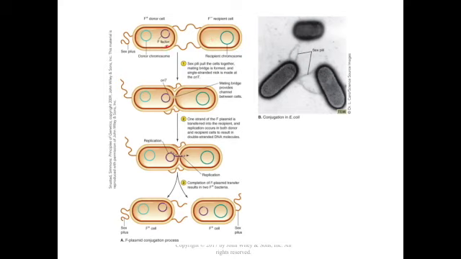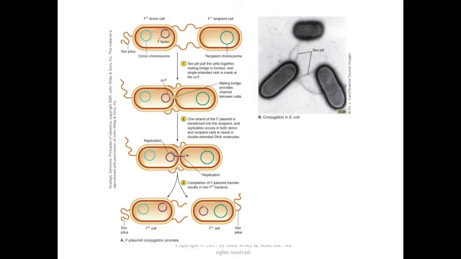Our donor cell makes these sex pili, reaches out and touches the recipient cell. And then those pull the cells together. Now that our cells here are in close proximity, our mating bridge is formed. So there's a little gap here between our cells where they're connected to each other. And our plasmid, which has its own origin of replication, is going to start being replicated.